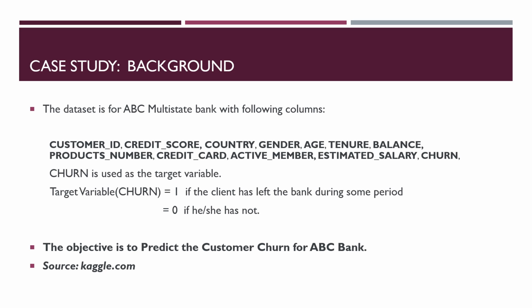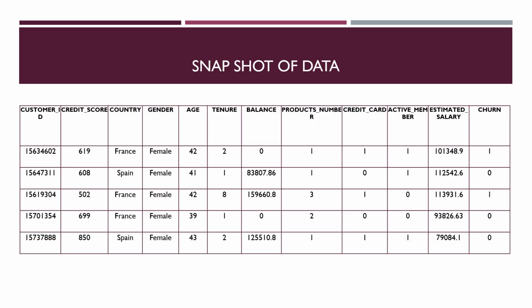The variable churn takes two values, 1 and 0. It takes value 1 if the client has left the bank during some period, and it takes value 0 if the customer has not left the bank. The objective here is to predict the customer churn for ABC Bank. This is the snapshot of the data.